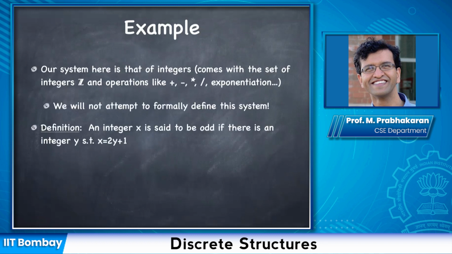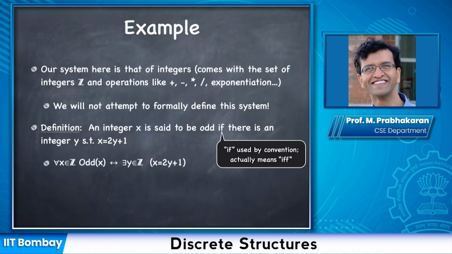And here is a definition I'm introducing. Basically, I'm defining what an odd integer is. So an integer x is said to be odd if there is an integer y such that x is equal to 2 times y plus 1. Okay. Here I said if, but actually what I mean is if and only if. That's the only way an integer can be odd. Okay. So this is just convention.